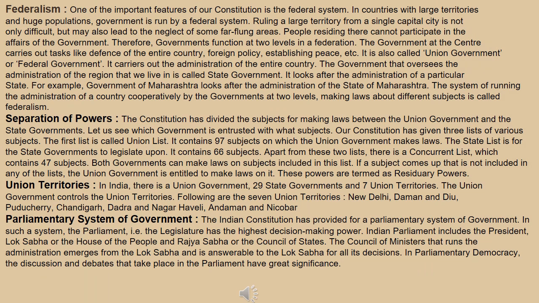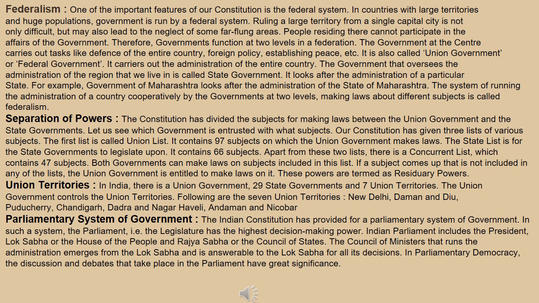Federalism. One of the important features of our Constitution is the federal system. In countries with large territories and huge populations, government is run by a federal system. Ruling a large territory from a single capital city is not only difficult but may also lead to the neglect of some far-flung areas. People residing there cannot participate in the affairs of the government. Therefore, governments function at two levels in a federation.